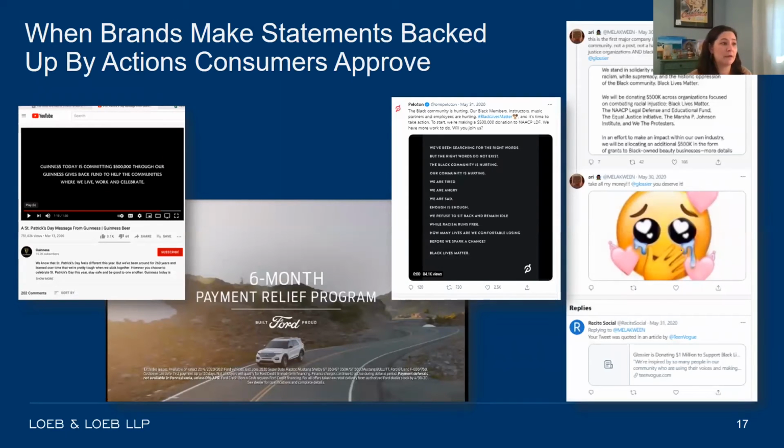Brands can have, when they do make these types of statements, it's best when they really are backed up by some sort of action. That you don't just make a statement on social media.